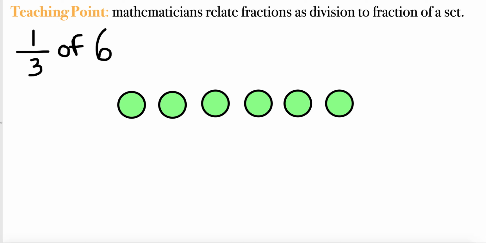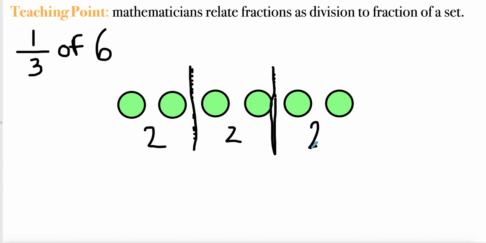So first thing I'm going to want to do is break up my 6 into 3 groups. So let's break it up into 3 groups. 3 equal groups. And I can see that I have 2 items in each group.